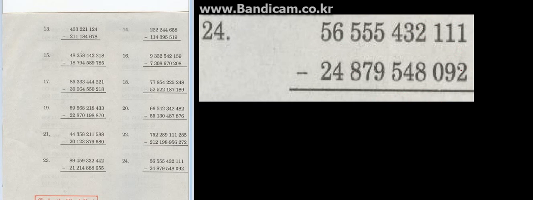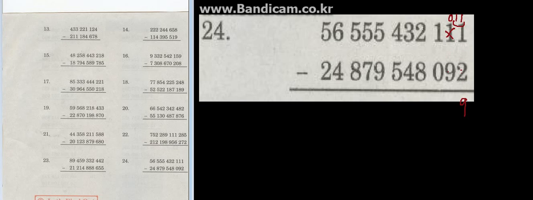24. 1, 2. The main unit is way smaller. So we borrow. This one becomes 0, and the missing 1 becomes 10 over here. If we add those two, this becomes 11. So 11 minus 2 is 9.